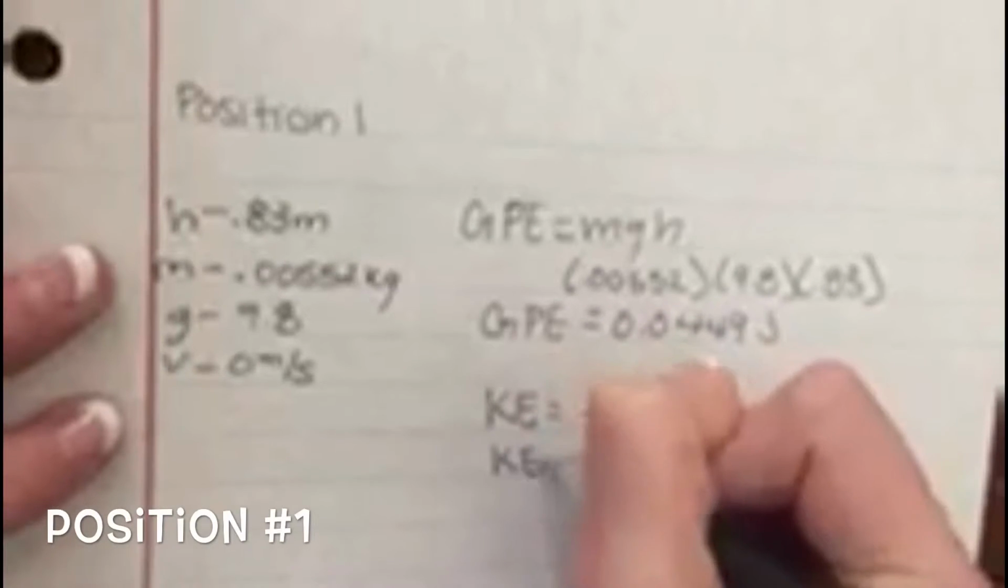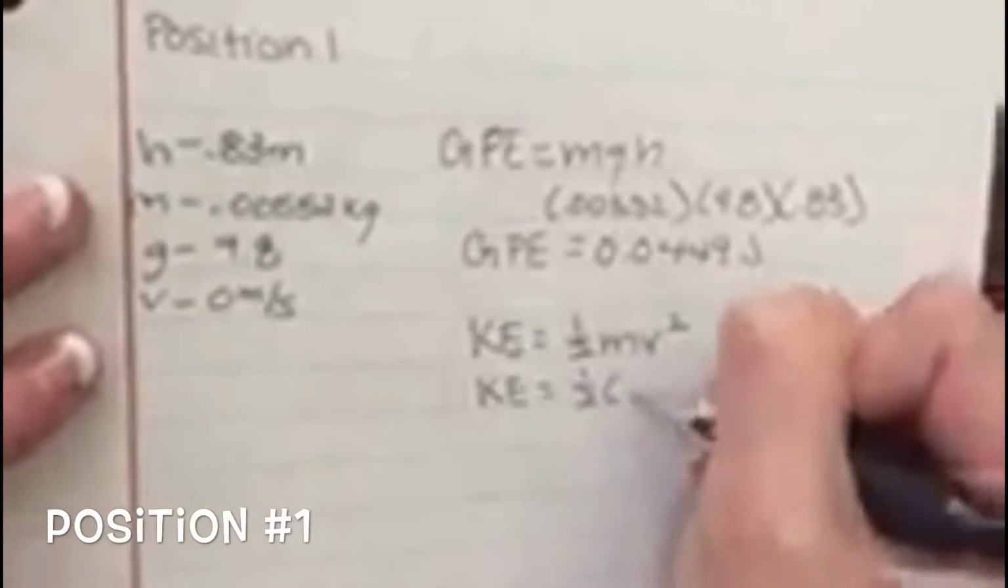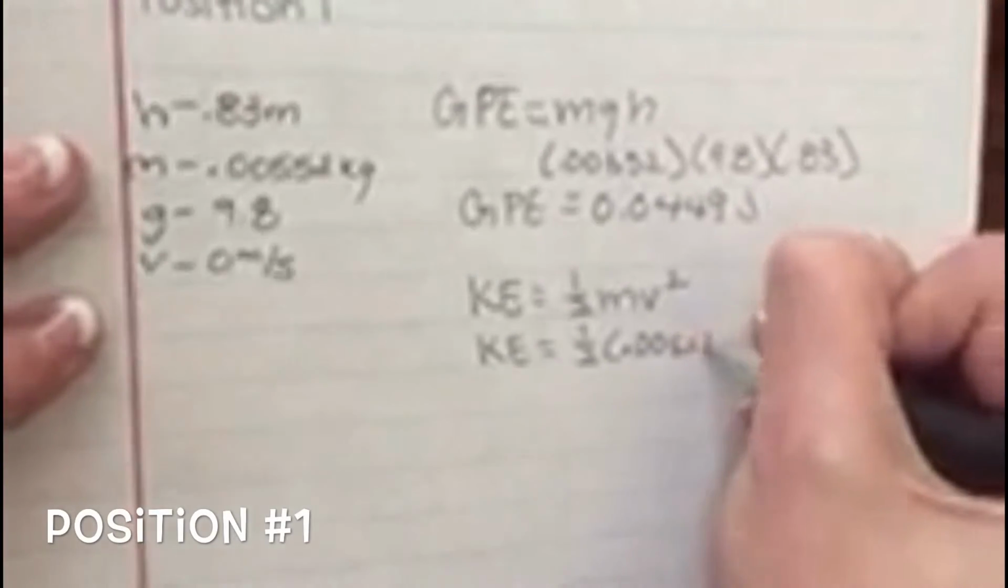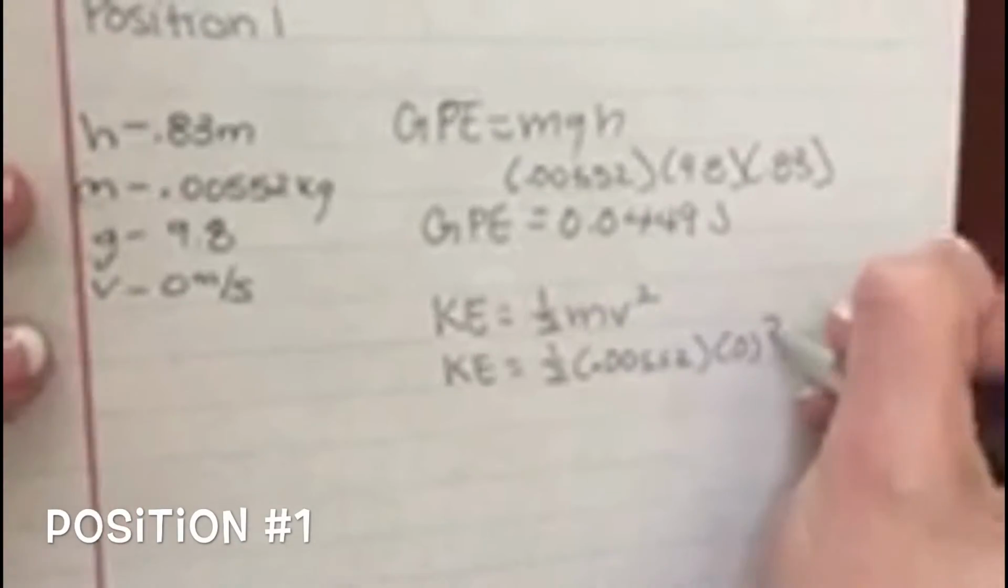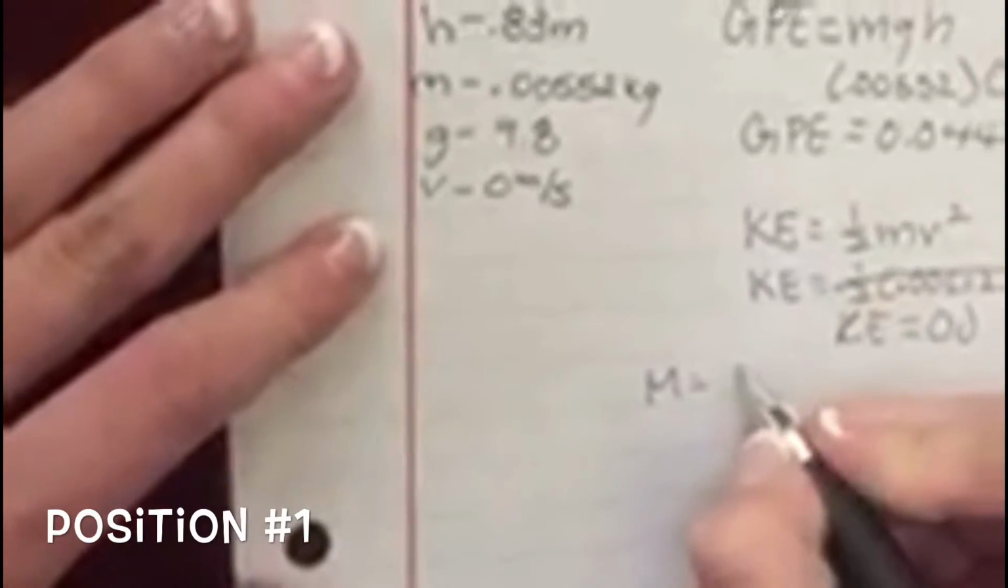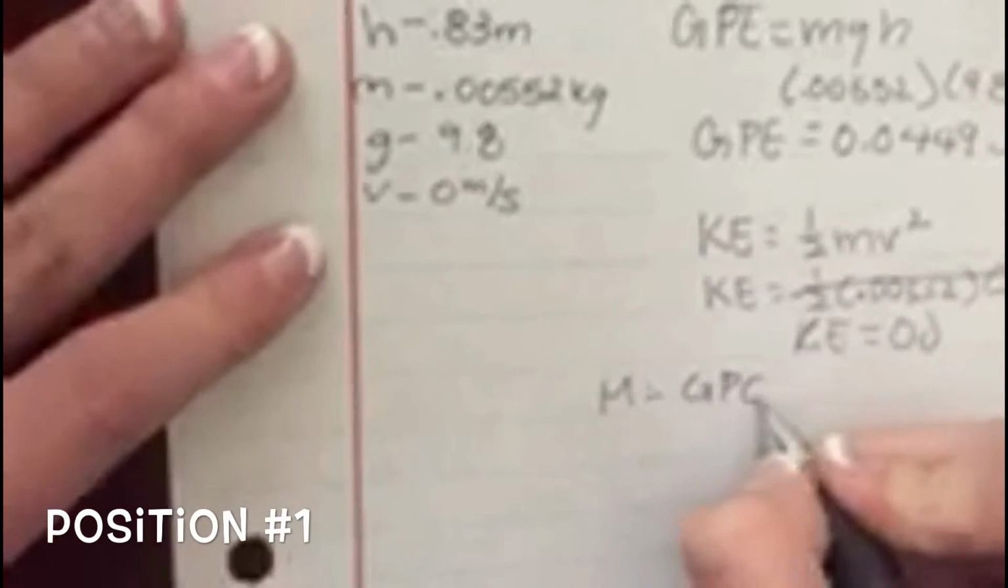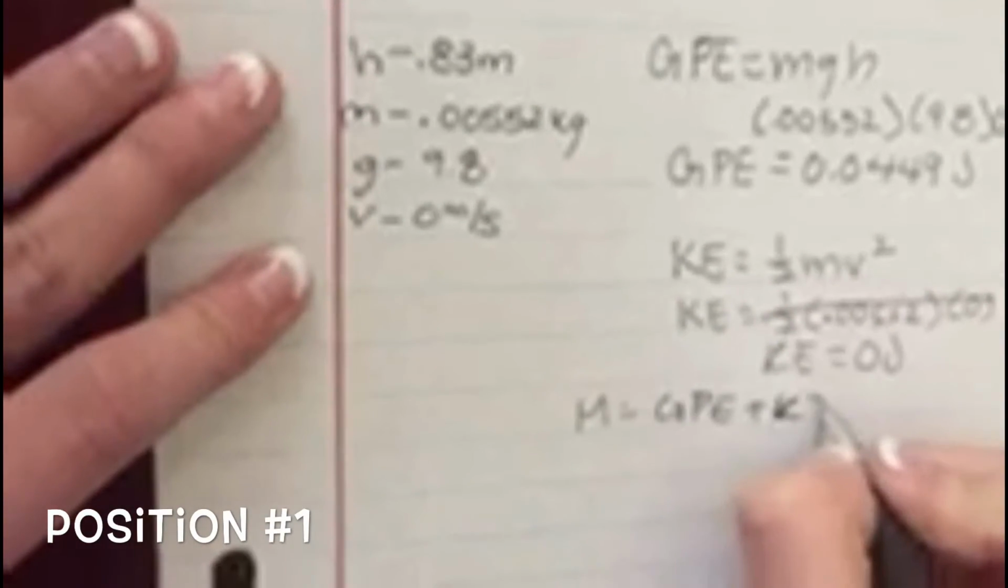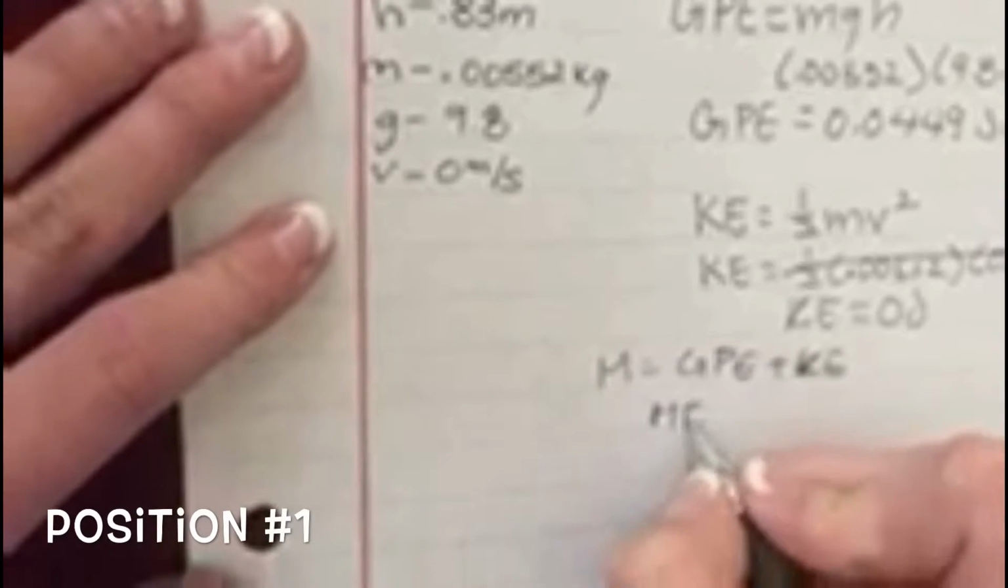So KE equals 1/2 your mass, which is 0.00552, times 0 squared, which would cancel it all out, making it 0. So KE equals 0 joules. And then your ME equals your GPE plus KE. So your ME would equal 0.0449, which will be the same ME through the whole thing.